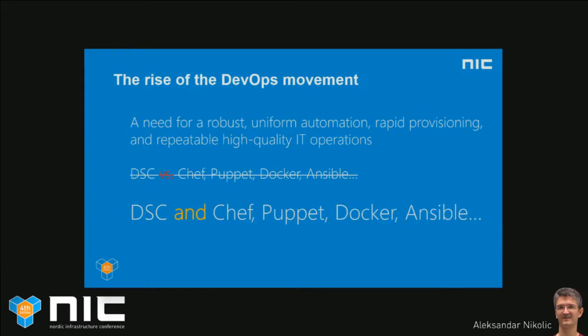This is all connected to the rise of the DevOps movement. You hear that word a lot lately, in the last 2 years. There are a lot of people who don't know what it is and what you can do with it. Is it some kind of special tools that we will need to use? Is it a culture? There are a lot of things around it, but one thing is for sure: we need robust and uniform automation.